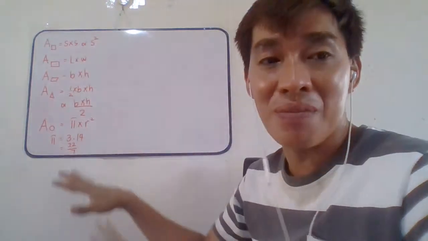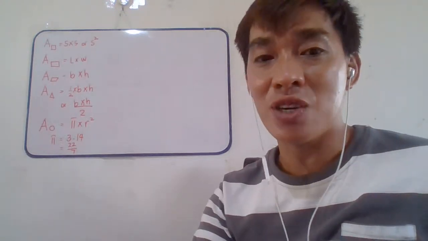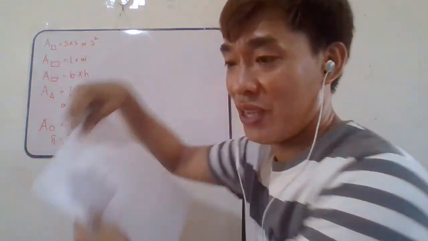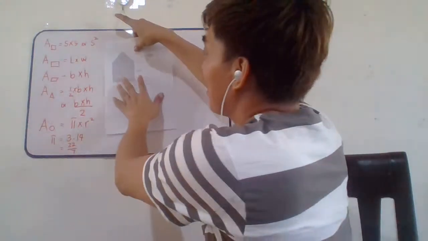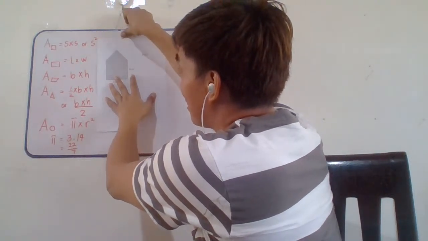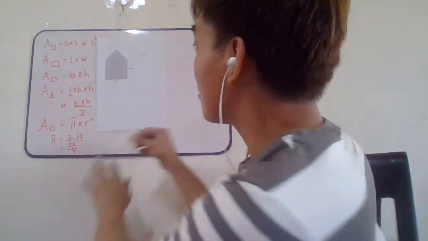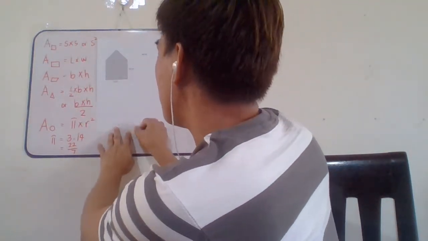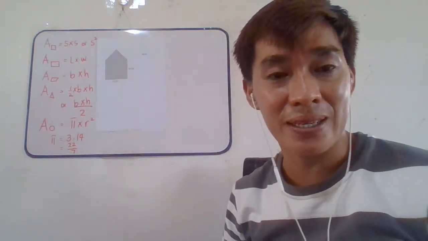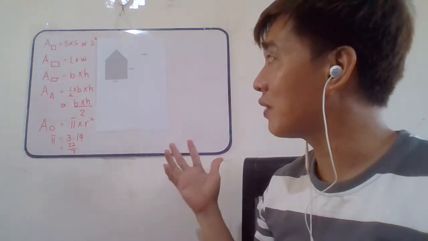So we always have to remember all these formulas, because this time I will be discussing with you how to get the area of a composite figure. The first figure in the summative test that I gave you is this one, similar to the figure in your module. So how do we get the area of this figure?